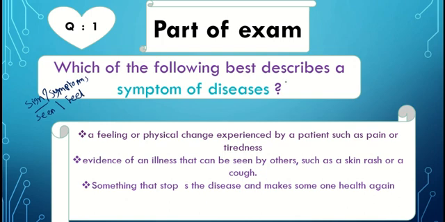Which of the following best describes a symptom of disease? Your answer is: a feeling or physical change experienced by patients such as pain or tiredness, or evidence of an illness that can be seen by others such as skin rash or cough, or something that stops the disease and makes someone healthy again.